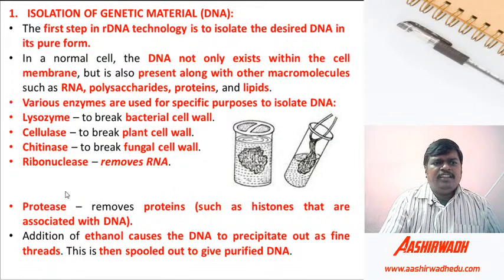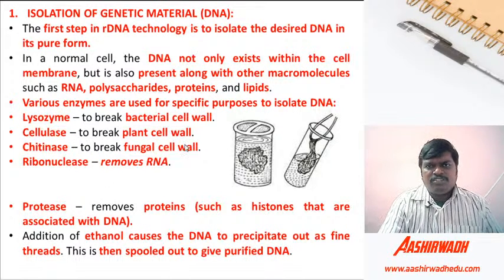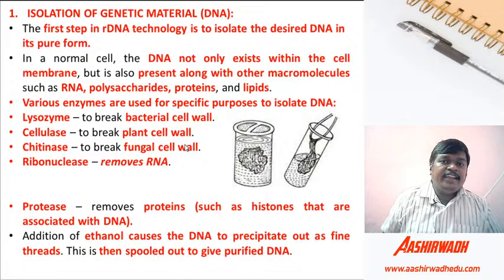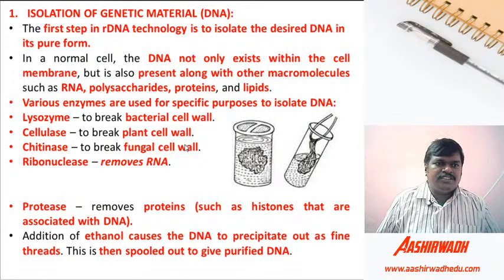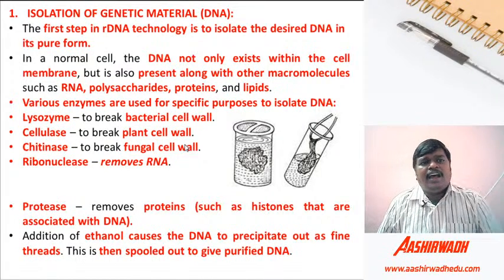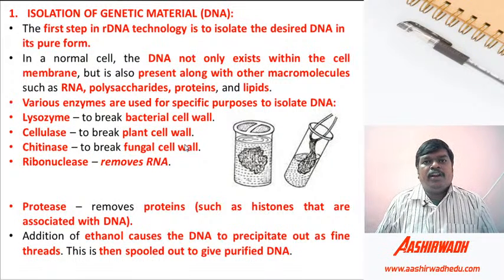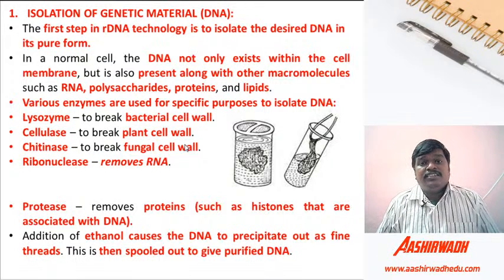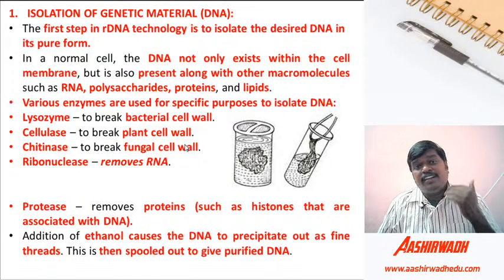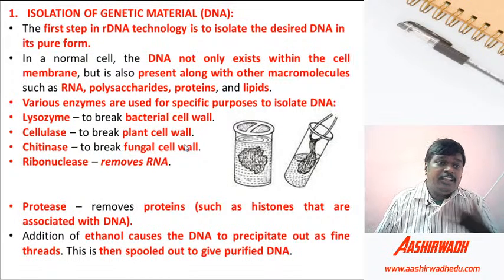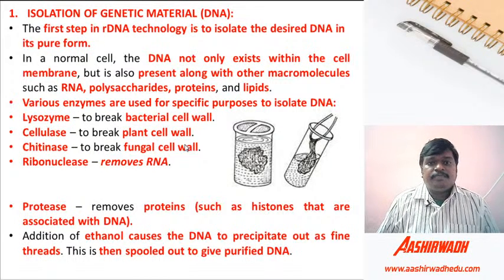In fungi, they use chitinase enzyme, because the fungus has an outer cell wall made up of chitin. Similarly, to remove the RNA molecules, they use ribonuclease enzyme. In order to digest the proteins, such as histones and non-histone proteins present along with the DNA, they use the enzyme protease.